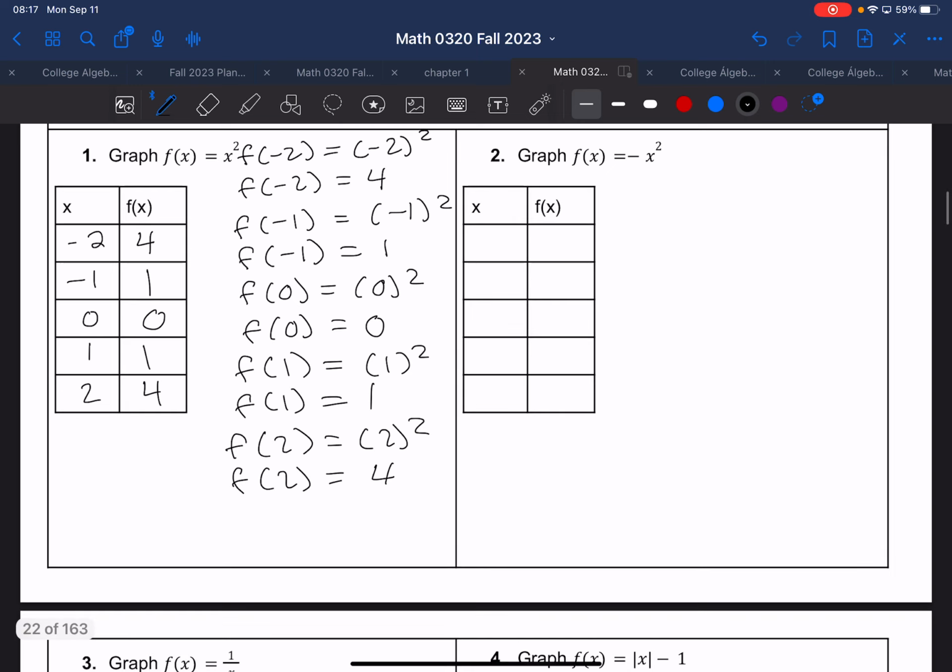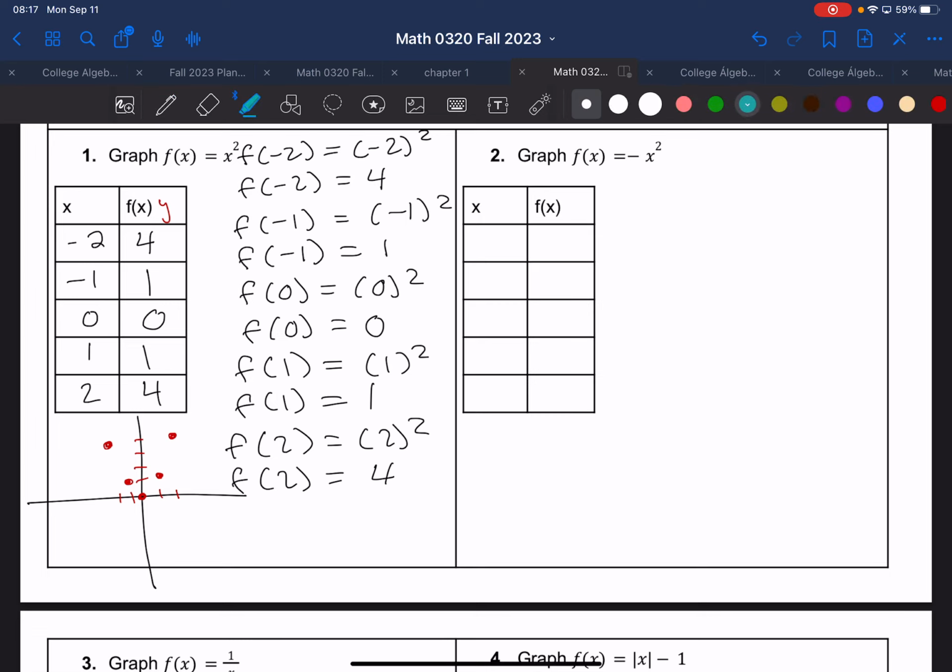I'm going to create a graph. Next time I'm going to write a lot smaller. And I'm going to plot these points. So remember, these points can be written as x comma y, and that's what this f of x is. This is our y. So our first point would be -2, 4. And I'm just sketching out this graph. Then I would have -1, 1. Then 0, 0. Then 1, 1. And 2, 4.